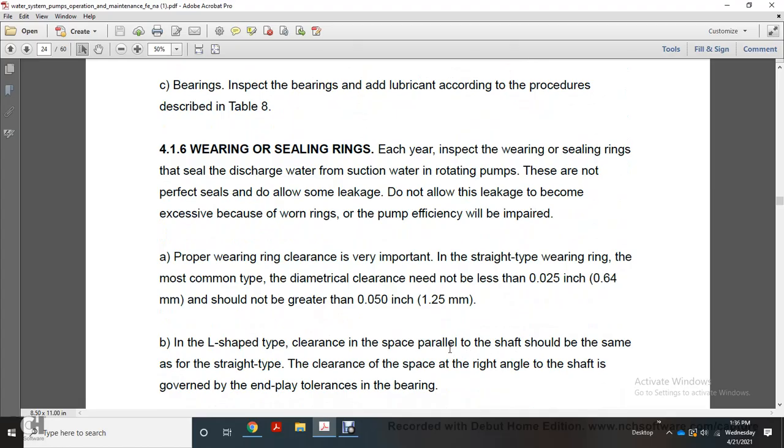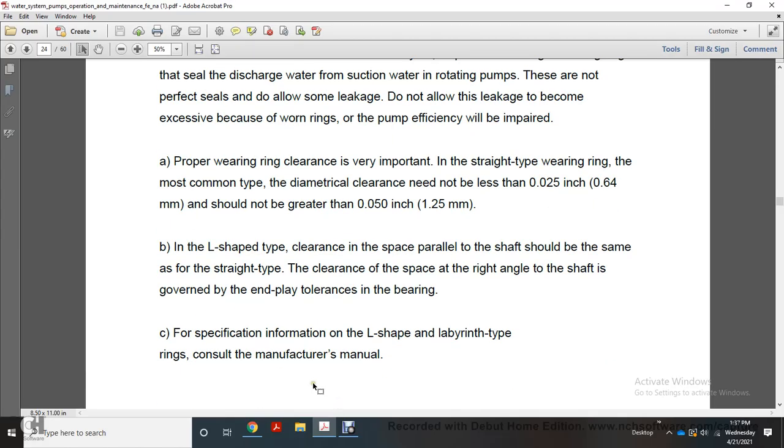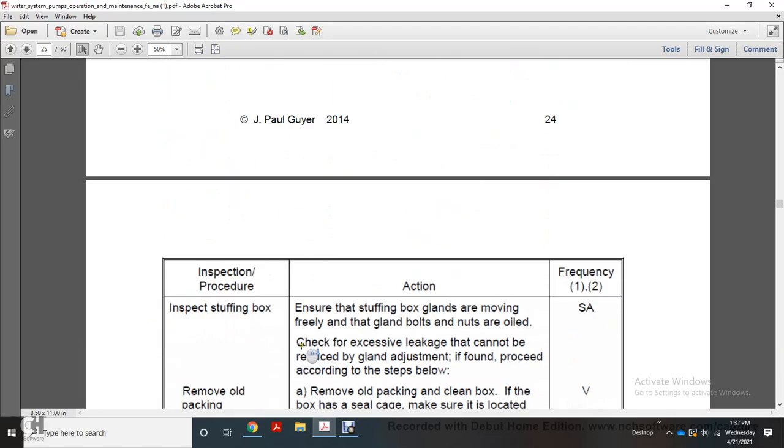Proper wear ring clearance is very important. For the straight type wear ring, the most common type, the diametrical clearance should not be less than 25 thousandths of an inch or greater than 50 thousandths of an inch. For an L-shaped type, the clearance space parallel to the shaft should be the same as the straight type clearance, and the space at right angles to the shaft governs end play. For specification information on L and labyrinth type rings, consult the manufacturer's manual.